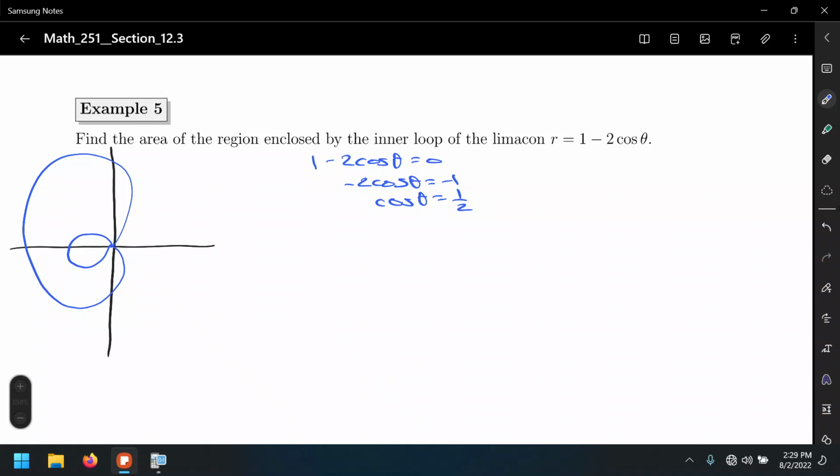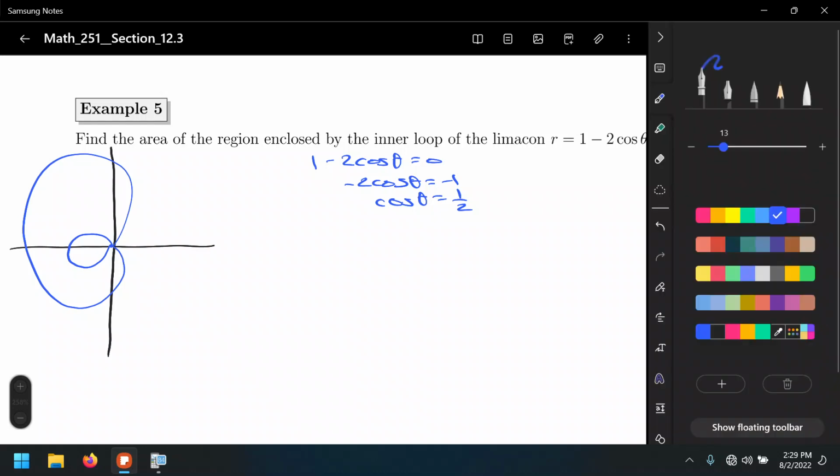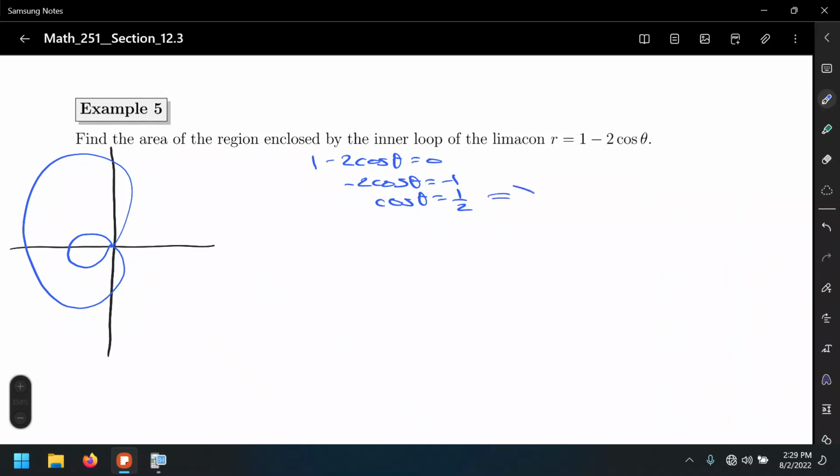All right, and those two angles are, well, number one, they're both positive. Cosine is positive in the first and the fourth quadrant. And those angles are theta equals pi over 3 and 5 pi over 3. And you can use your unit circle or the triangle approach, it doesn't matter.